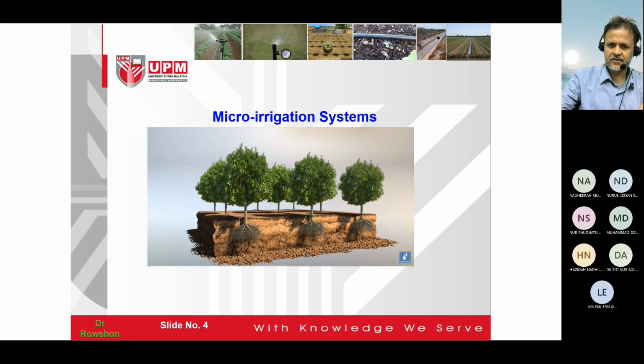Otherwise, you can say percentage of irrigation area. Not weighted, you can say irrigated area. Why this one? Because previously we used this one for the entire area. Because in micro irrigation system we don't apply water to this area.